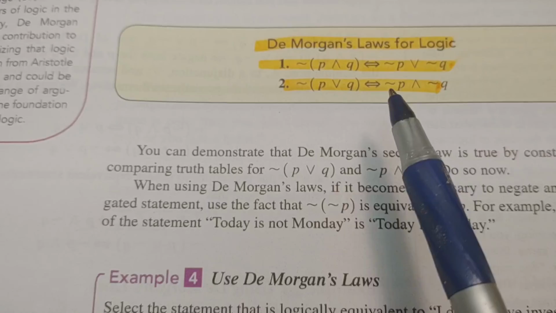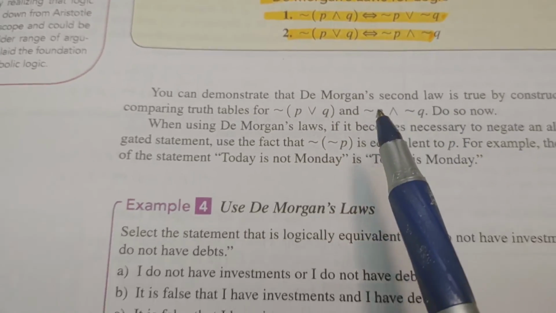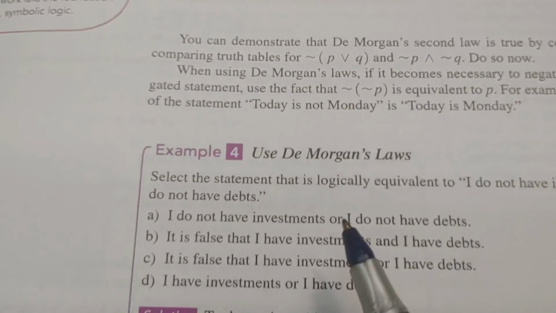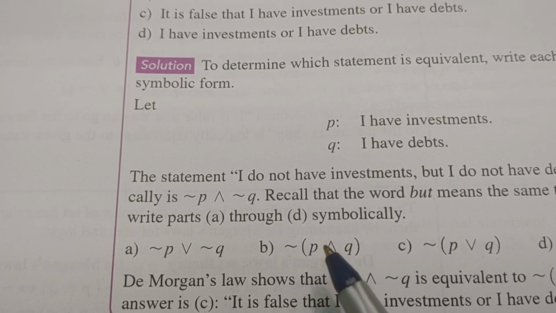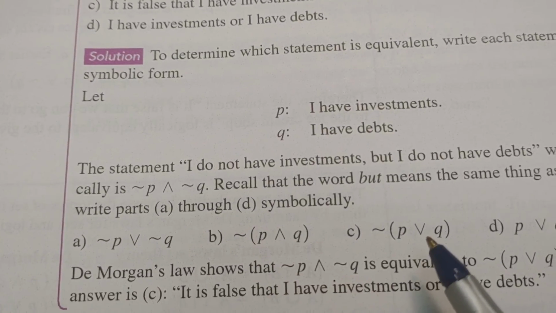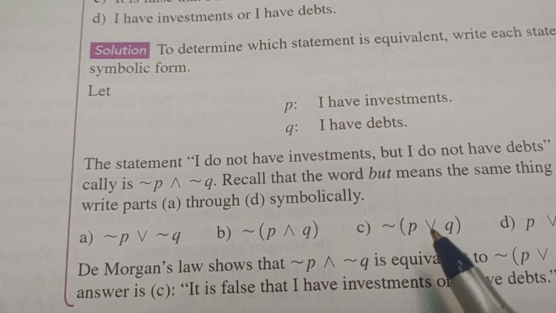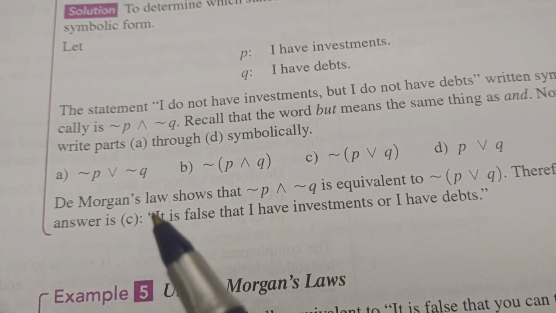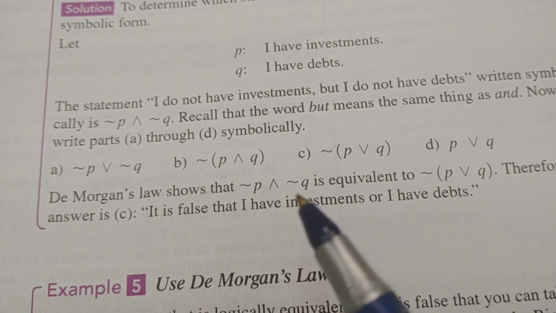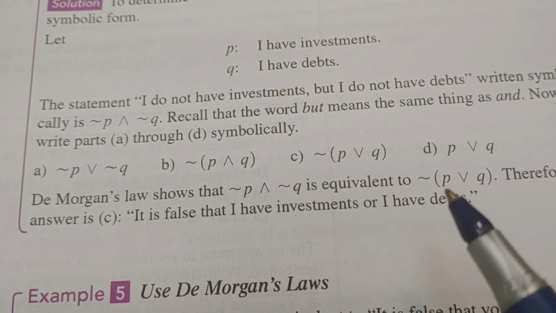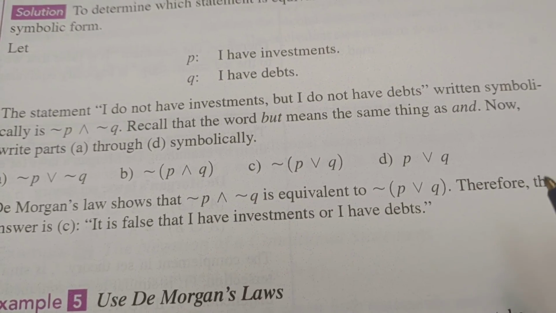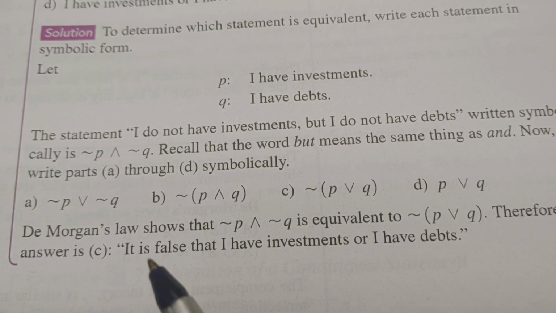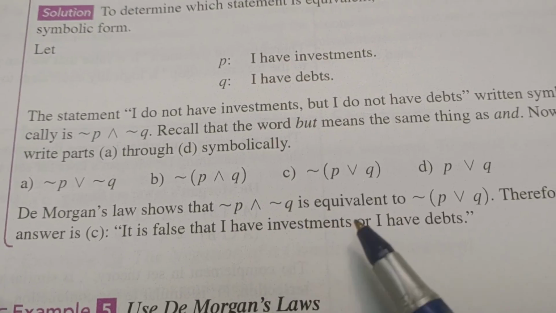And so if we look at these right here, we have and, negated, and we have the negation outside. So here this is true. If we look at these by De Morgan's law, no, and these, yes. So if we look at this, it says De Morgan's law shows that negated P and negated Q is equivalent to negated parentheses P or Q. Therefore, the answer is C. Okay, so it was right here.